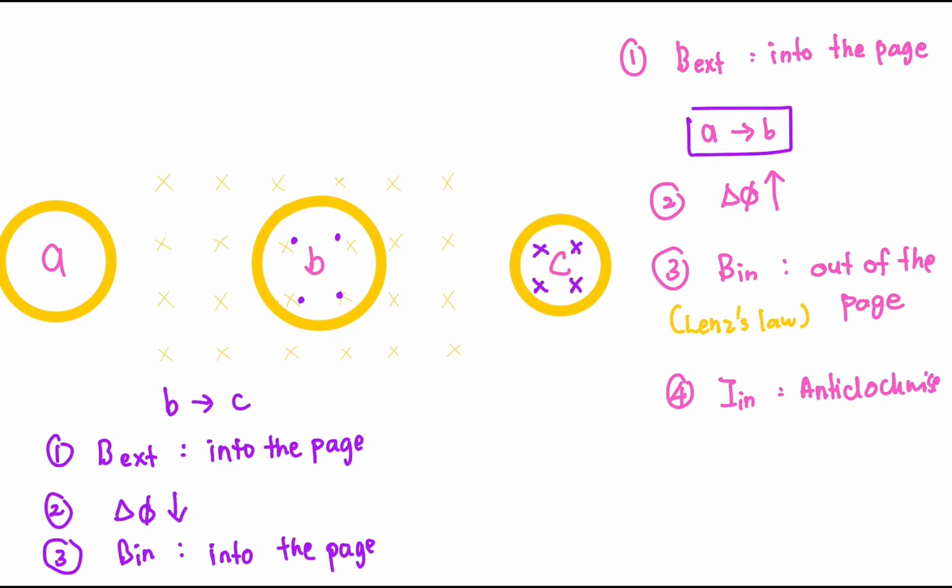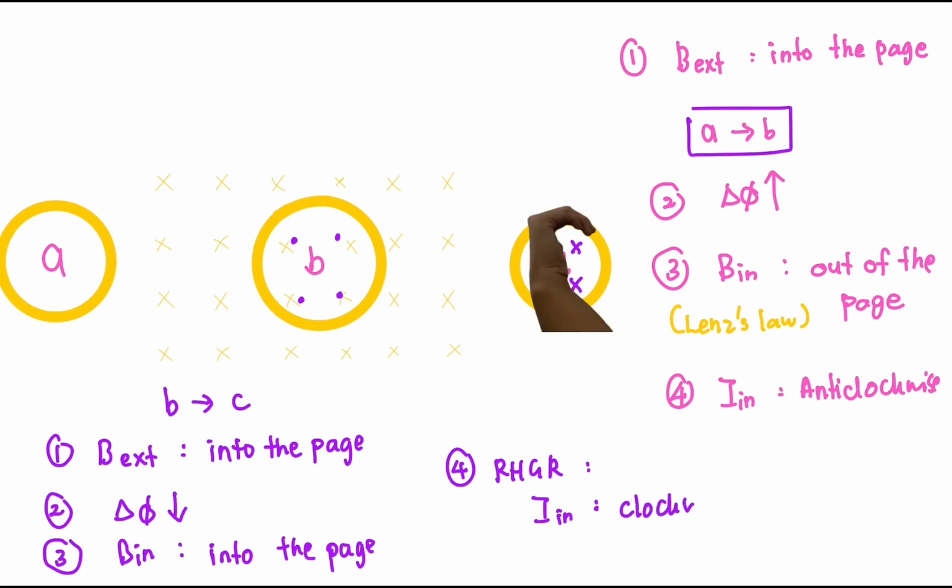Therefore we will use the right hand grip rule, okay, to produce the I induced current. In what direction? Your thumb will be the direction of B induced. So it will rotate, and we will get clockwise of induced current.